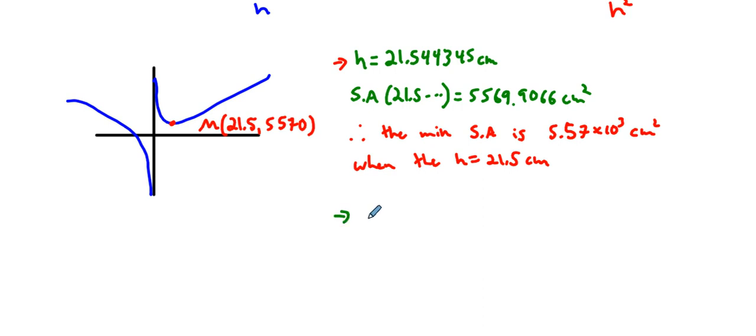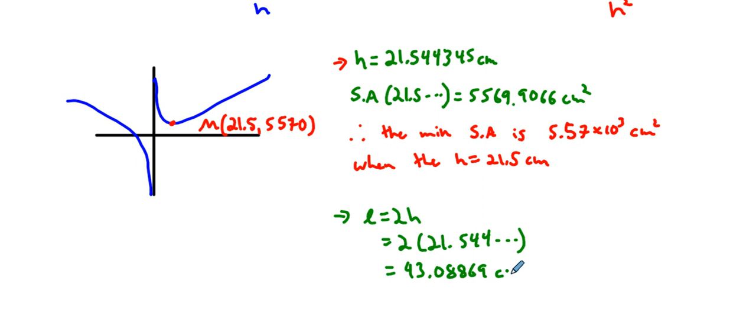Figuring out the length, well, the length is just twice the height, so that's not bad. 2 times 21.544... Again, I advise personally not using rounded values until the very end of the question. So that's why I have kept the ellipsis there, indicating that it's an unrounded value. And when I do that, I get 43.08869 centimeters. If we want to round that to 3 significant figures, it'd be 43.1 centimeters.